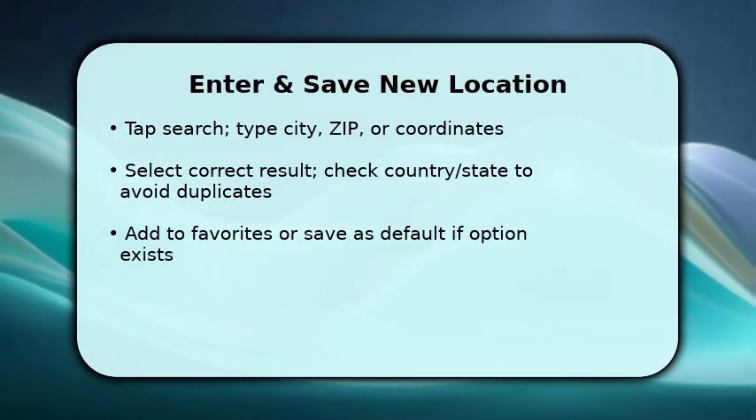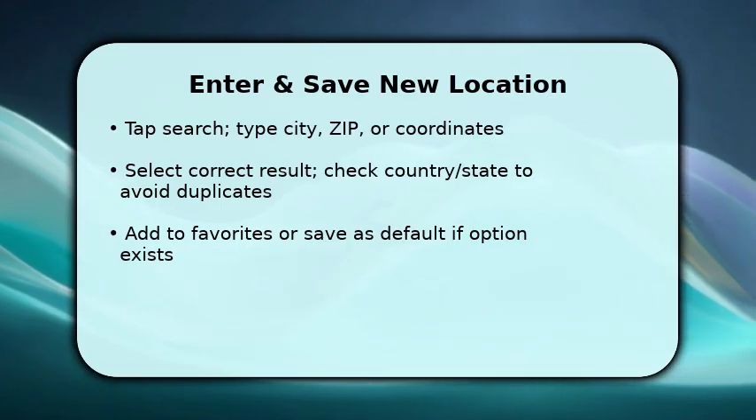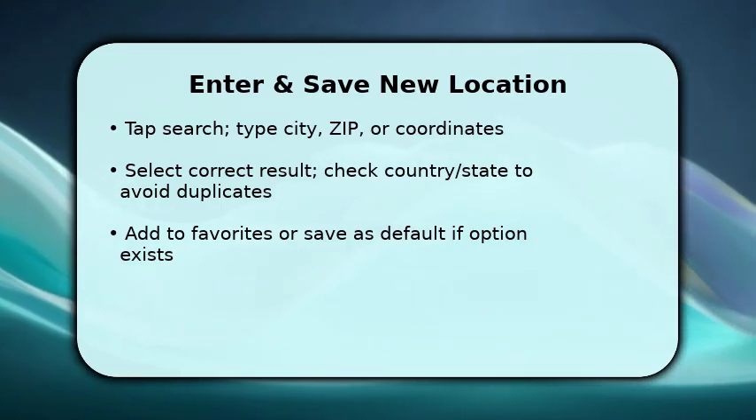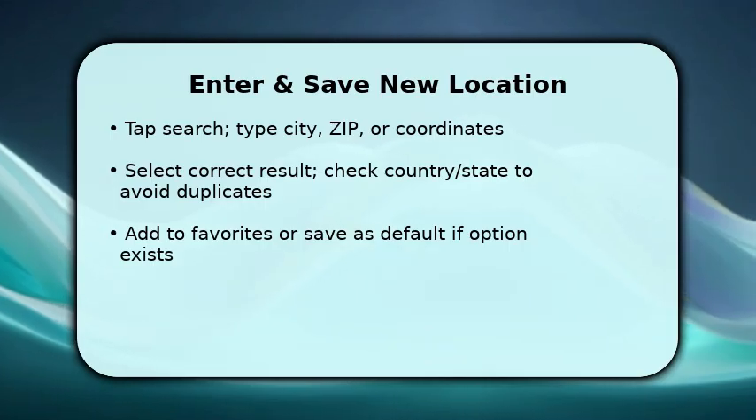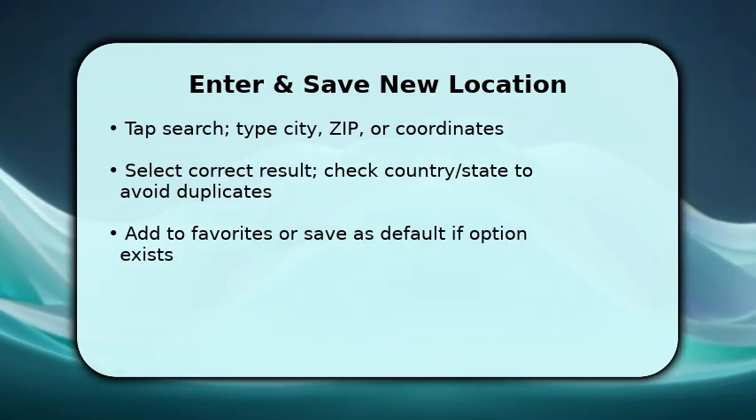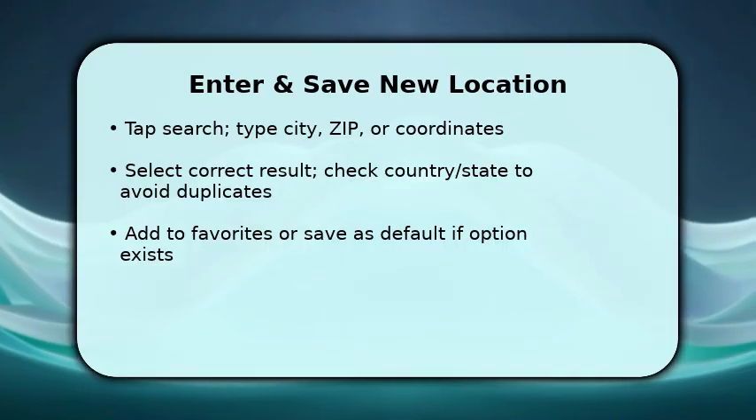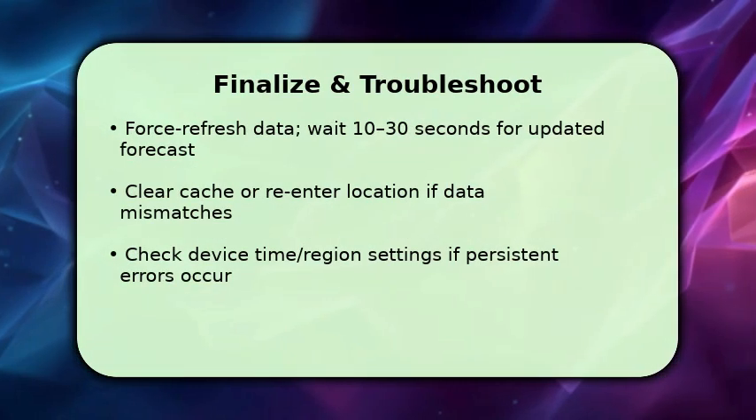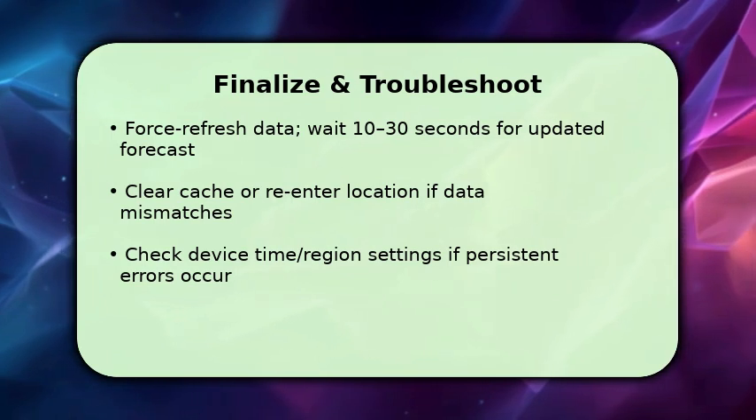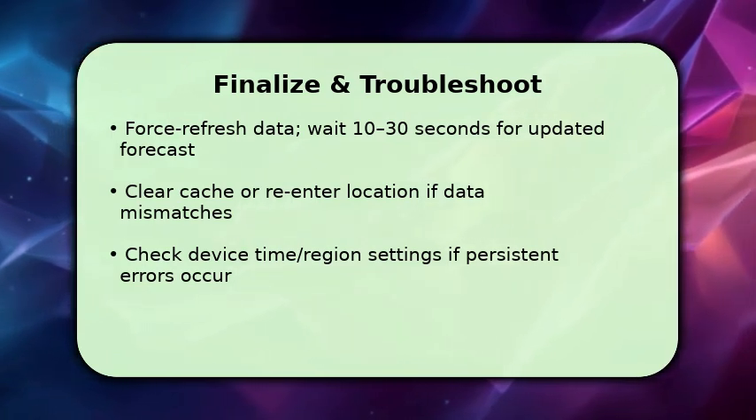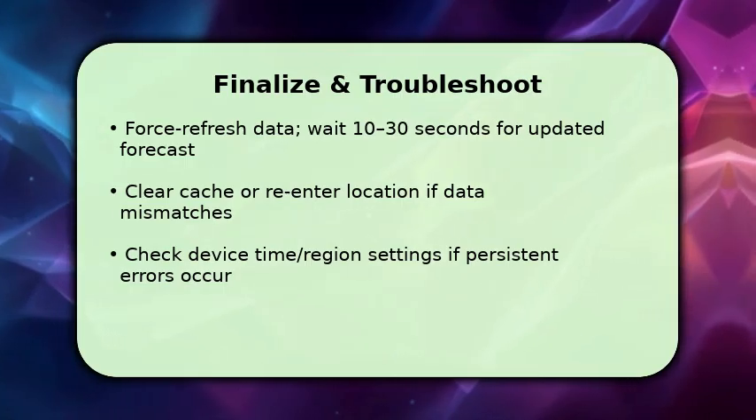If the app supports multiple locations, reorder your list so the preferred city appears first. Make sure syncing is enabled, so your saved location appears on other devices tied to the same account. You finish by forcing a refresh. Pull down, tap refresh, or restart the app and wait 10 to 30 seconds for the new forecast to load.